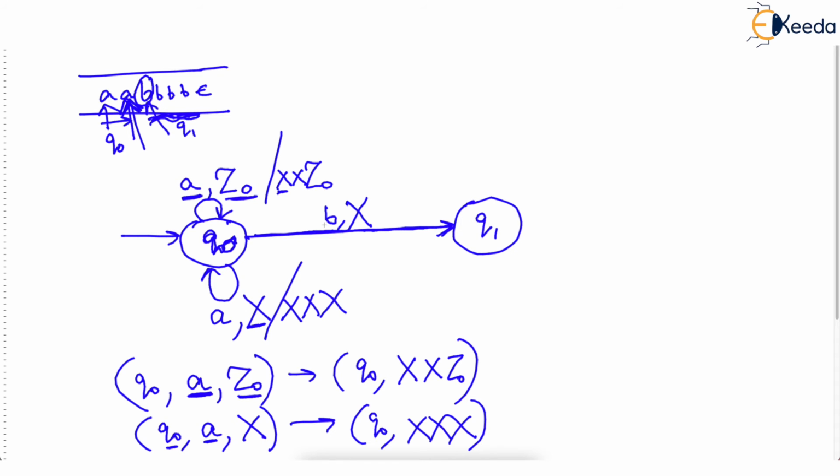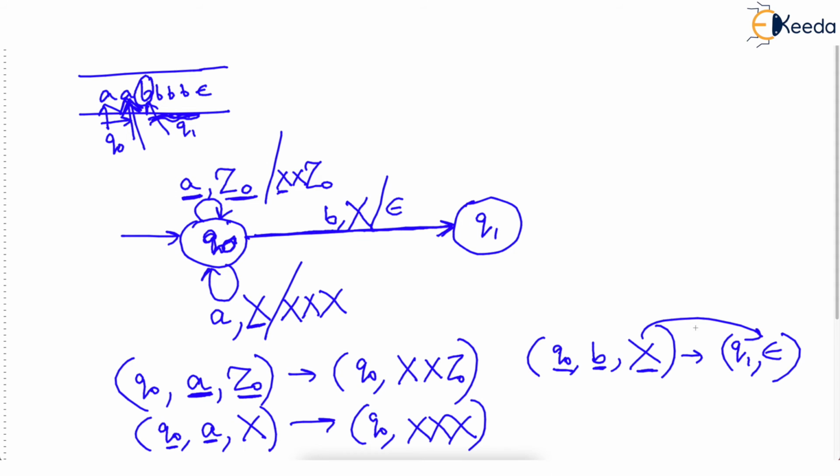Okay, so top of the stack is X, you are reading a B. What are you going to do? You're going to pop once. That means that X is going to be cancelled from the stack and you will enter Q1 state. So what's the new configuration? If Q0 reads B, this is the first B because Q0 is reading a B and top is X, then you change to Q1 state and just remove this X, replace this X with epsilon.